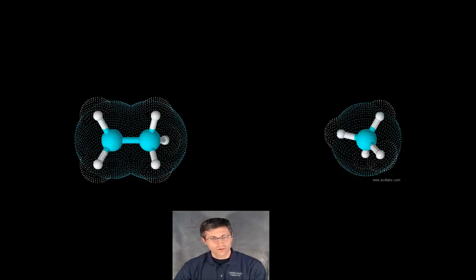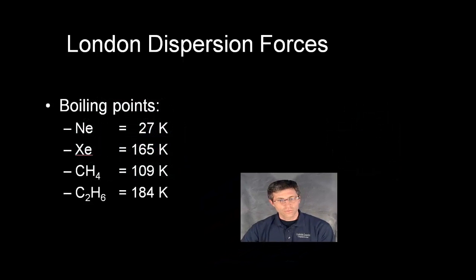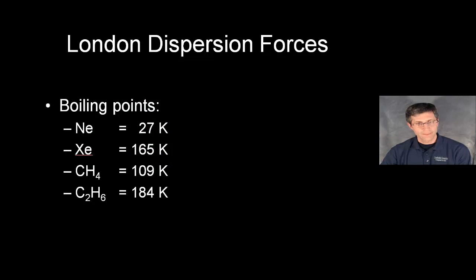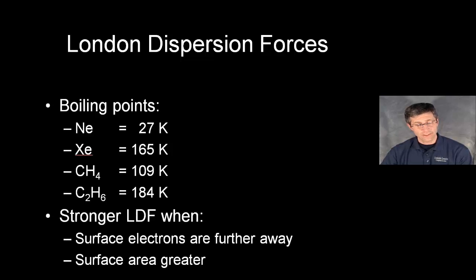So in general, we'll get stronger London dispersion forces when the surface electrons are further away, so on larger molecules. And we have a larger surface area, so when there's more places for those electrons to hang out, we'll get a better chance that they'll shift from one side to the other.